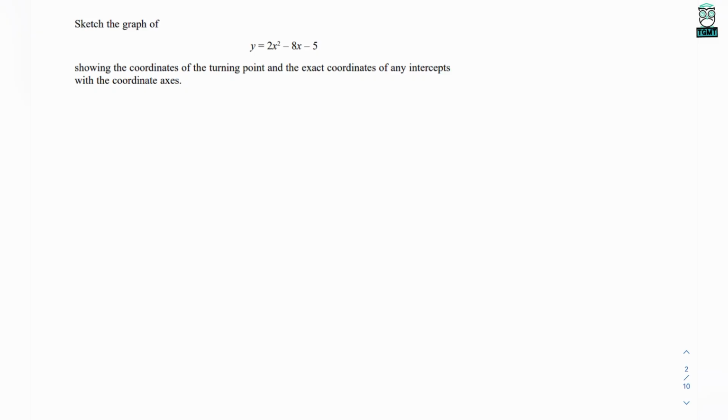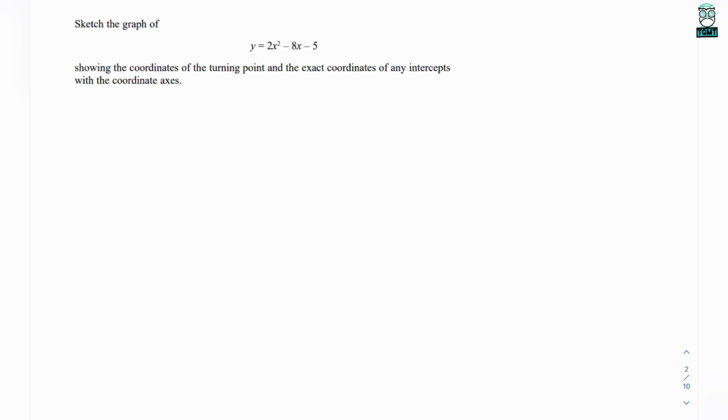And already it's a difficult one because you have that 2 in front of the x squared, and finding the turning point of that is a little bit trickier than normal. Showing the coordinates of the turning point and the exact coordinates of any intercepts with the coordinate axes. So again, we are doing this non-calculator, and this is an exact coordinate question. So we're potentially going to be using, we'll wait and see, some surds in these actual coordinates. So it doesn't really matter what we start with.